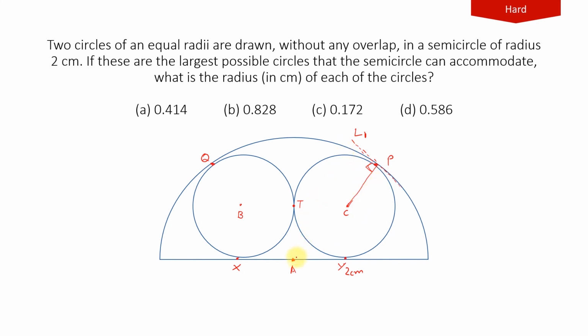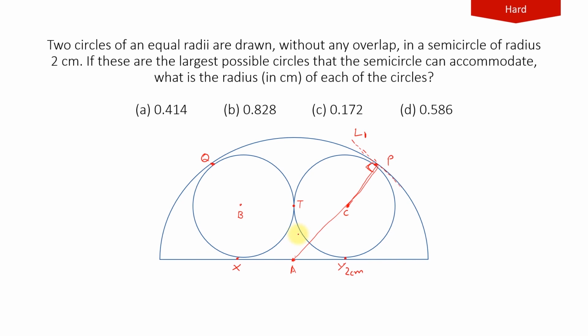Similarly, if I draw a line from A to P, this AP line is also perpendicular to line L1. So this angle is also 90 degrees. Since both the lines CP and AP are at an angle of 90 degrees and they are both meeting at the point P, this means that points A, C and P are collinear. That is, point C lies on the line AP. So this is one straight line AP and C is on that line only.